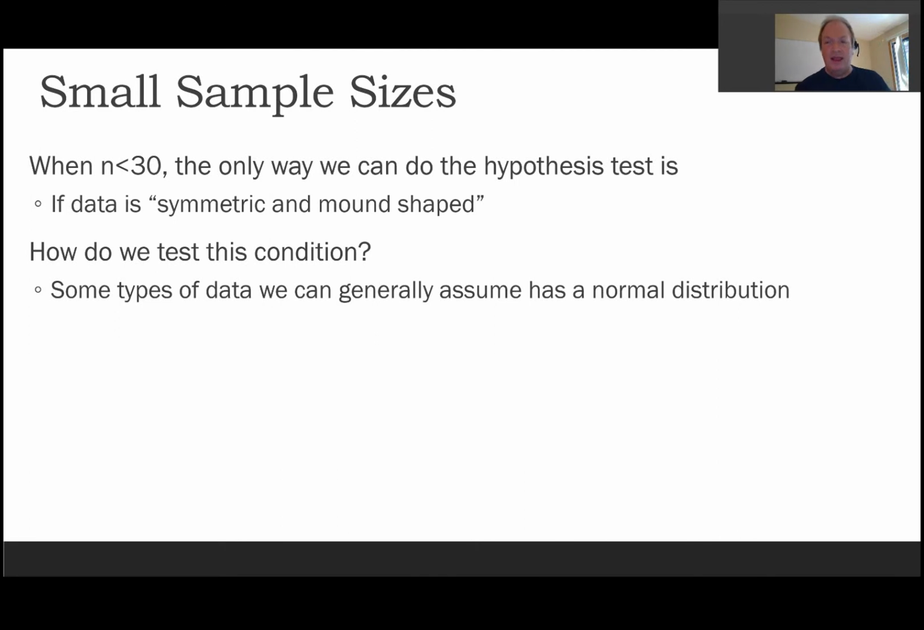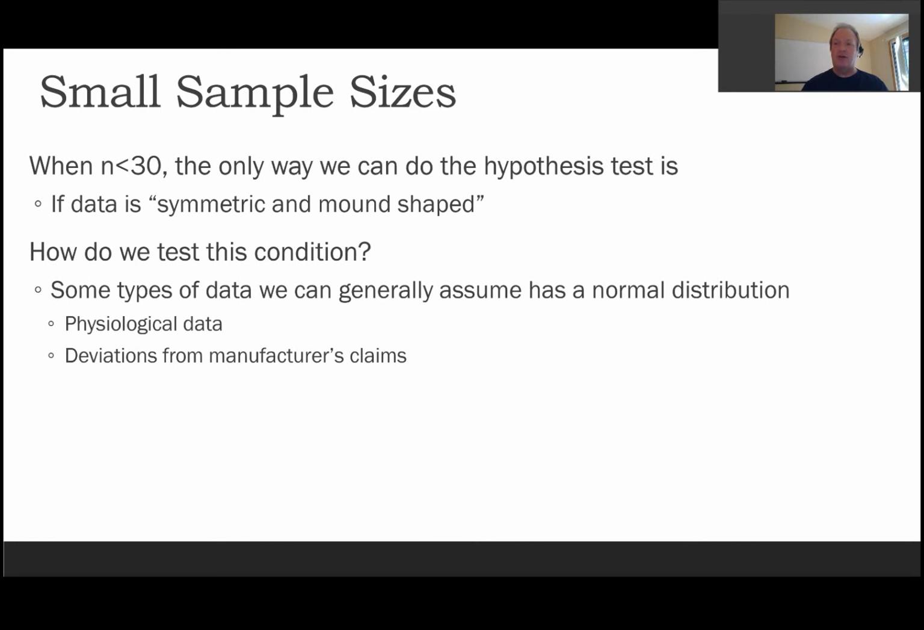Some types of data we can automatically assume have a normal distribution, and we talked about this before. When we have physiological data, that is, whenever we're taking measurements from a population of adult humans, like blood pressures, heights, or concentrations of chemicals in the bloodstream, any sort of measurements made on the human body generally tend to have a normal distribution.